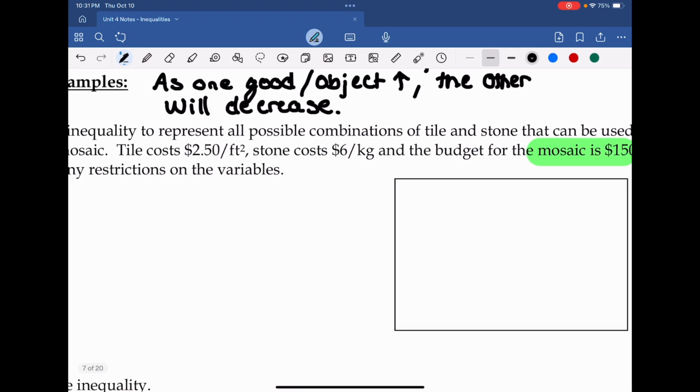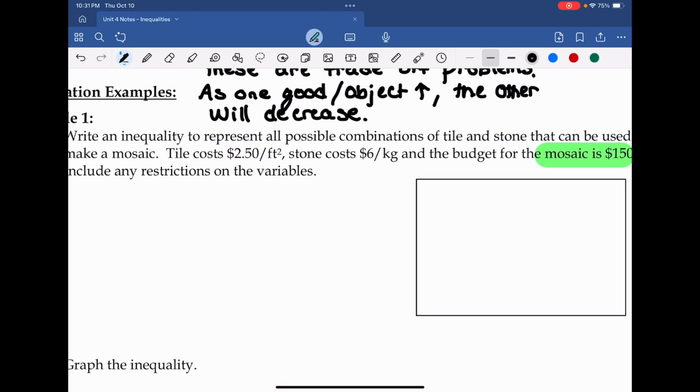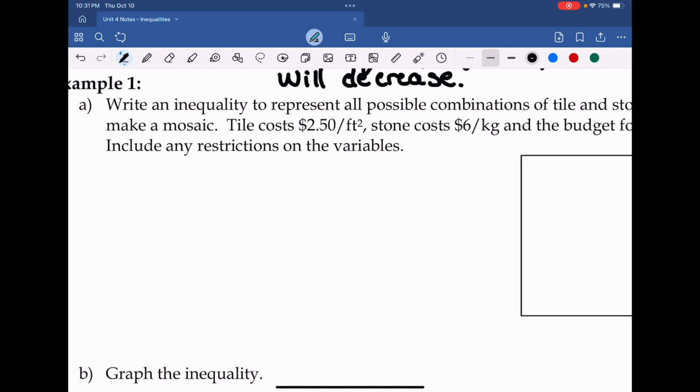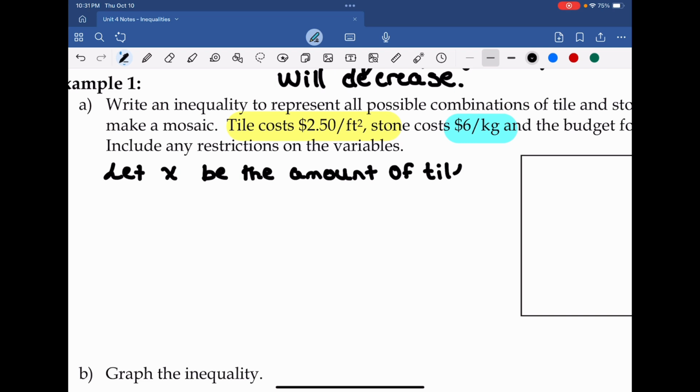So what we're going to do below is, before we move into what this looks like in terms of the overall inequality, let's just make sure we define our variables. That's really important. So we're going to make our tile one thing. So I'm going to highlight this in yellow. Tile is one thing. Our blue, which is our stone, is our other thing. We want to define this in variables. Let x be the amount of tile, and then we're going to let y be the amount of stone.